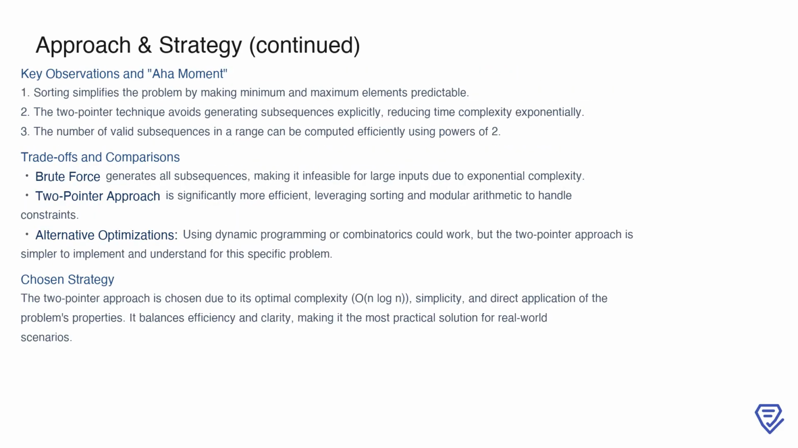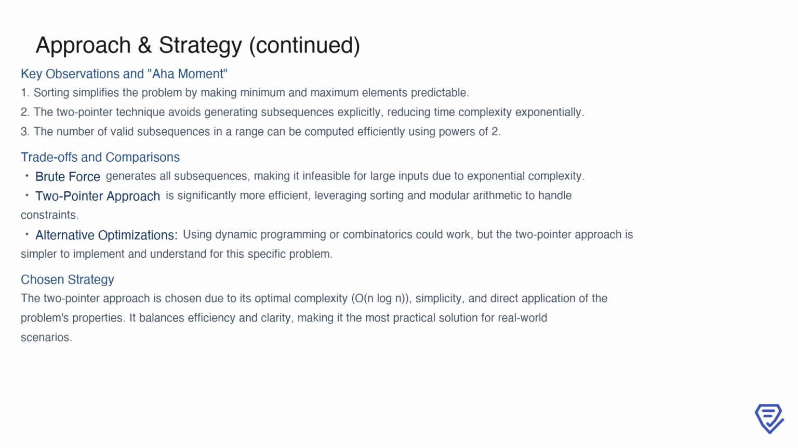This approach is built on a few key observations. First, sorting makes the problem much easier to manage because the minimum and maximum elements in any range are predictable. Second, the two-pointer technique avoids explicitly generating subsequences, which drastically reduces the time complexity from exponential to logarithmic. Third, we can compute the number of valid subsequences in a range efficiently using powers of 2, leveraging the mathematical properties of subsets.